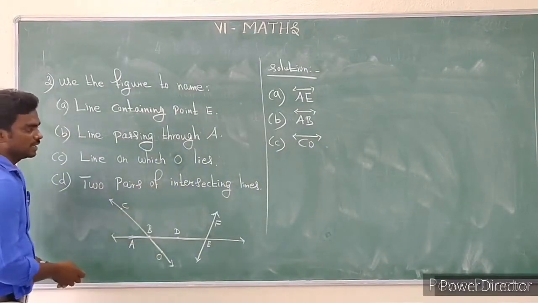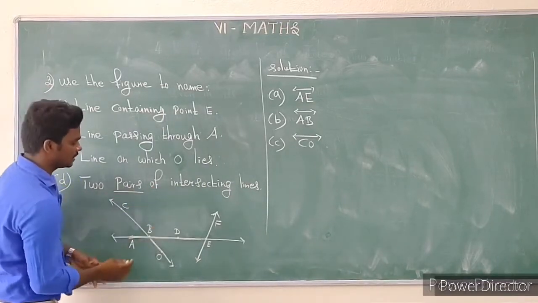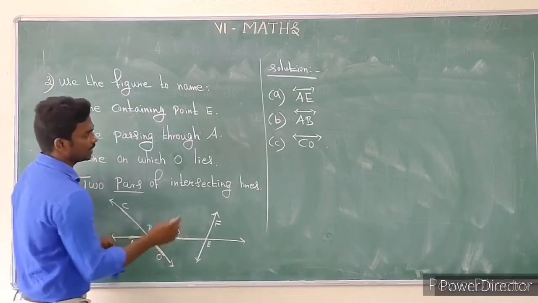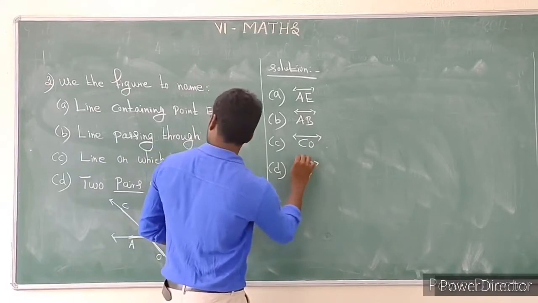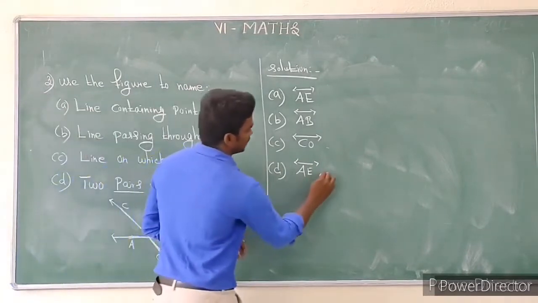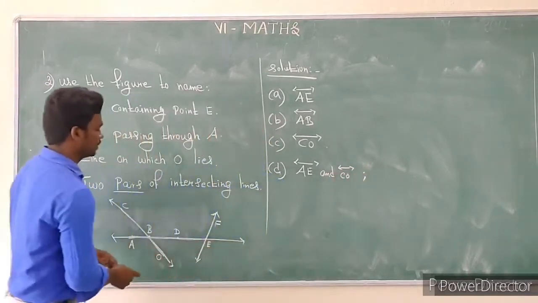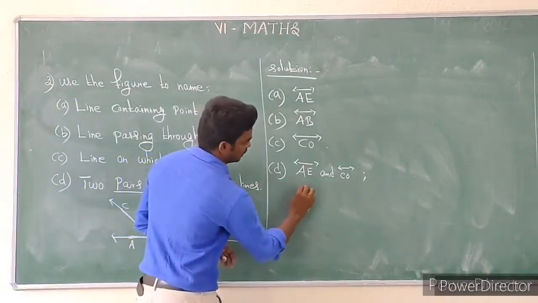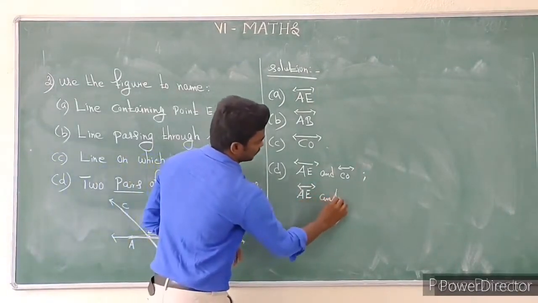Next one, two pairs of intersecting lines. Intersecting lines means two lines meeting at any one common point. Which is one pair? Line CO and line AE are intersecting. So line AE and line CO are intersecting lines. What is another pair? The next pair is line AE and EF. Line AE and FE are also intersecting lines.